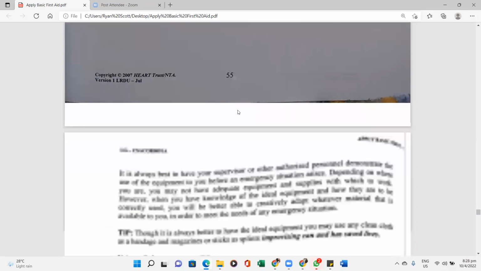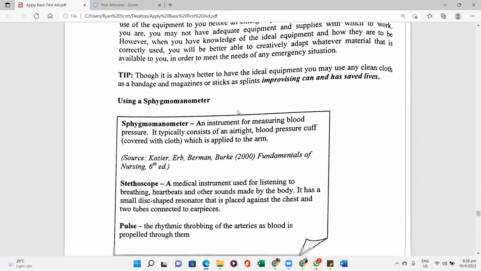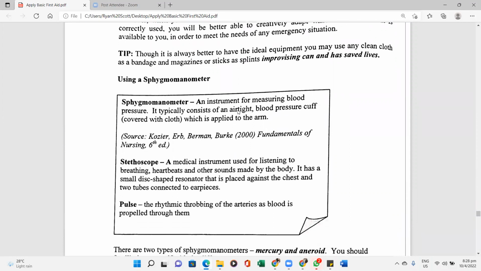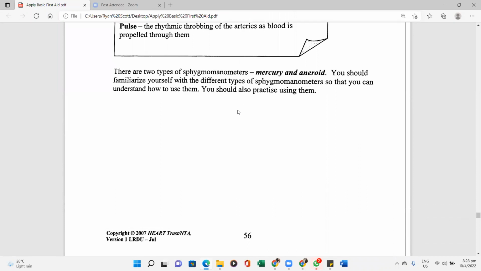Scroll up. All right. It's always best to have your supervisor and authorized personnel demonstrate the use of the equipment before an emergency arrives. So the use of the sphygmomanometer, scroll down. It's an instrument for measuring the blood pressure, and we already went through that. So we don't need to go through blood pressure and stethoscope. You can scroll down. And we know about the manual blood pressure machine already, so that's fine. Can scroll down.